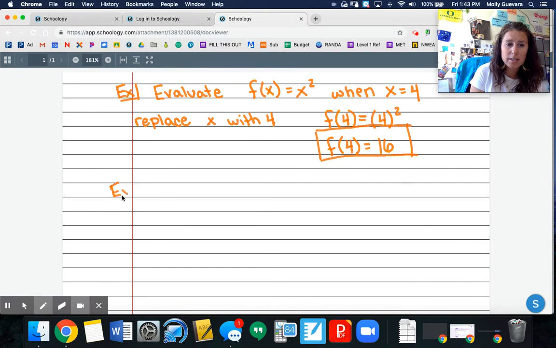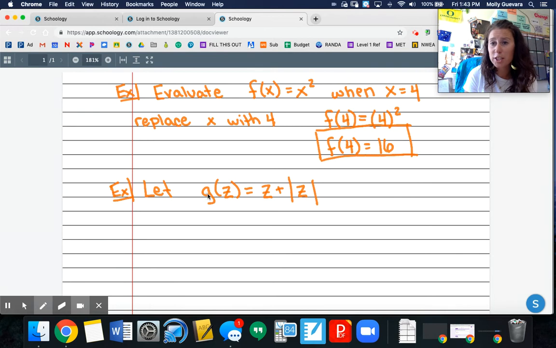Okay, let's look at another one. So here we have g of z equals z plus the absolute value of z. So again, this tells me that the name of my function is g and the variable in my function is z.